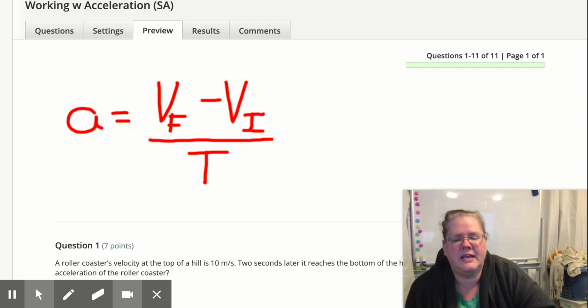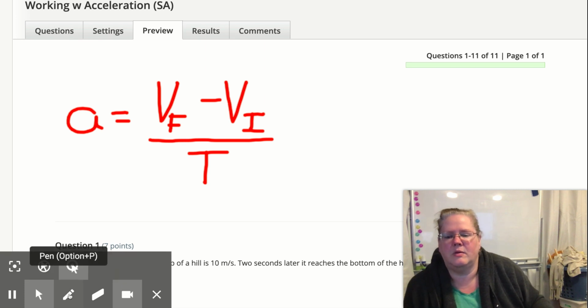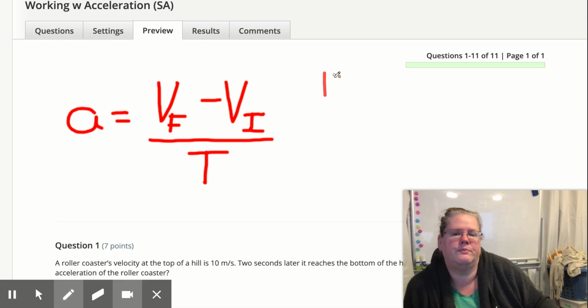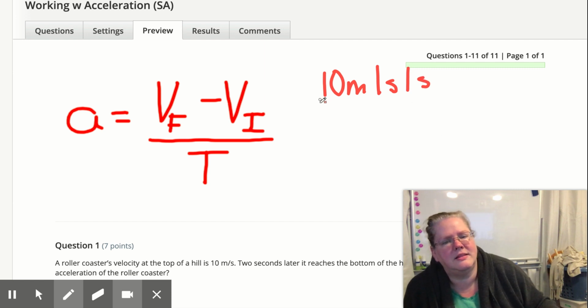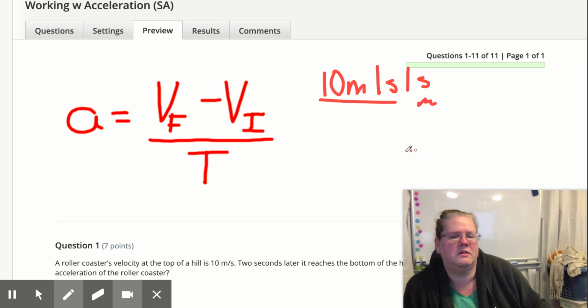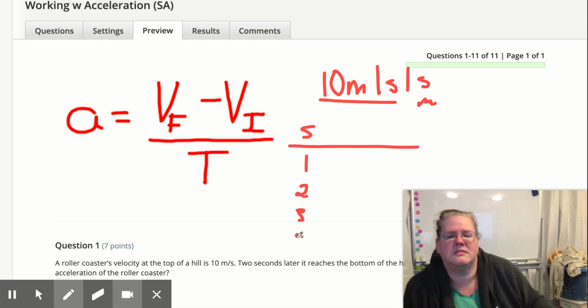So what we're really looking at is, let's say I have an acceleration of 10 meters per second per second. Well, what does that really mean? If you look at it, that looks like speed, right? 10 meters per second. And then I've got this extra time unit here. That means that every second, so after 1 second and 2 seconds and 3 seconds and 4 seconds, my speed is going to increase by 10 meters per second.